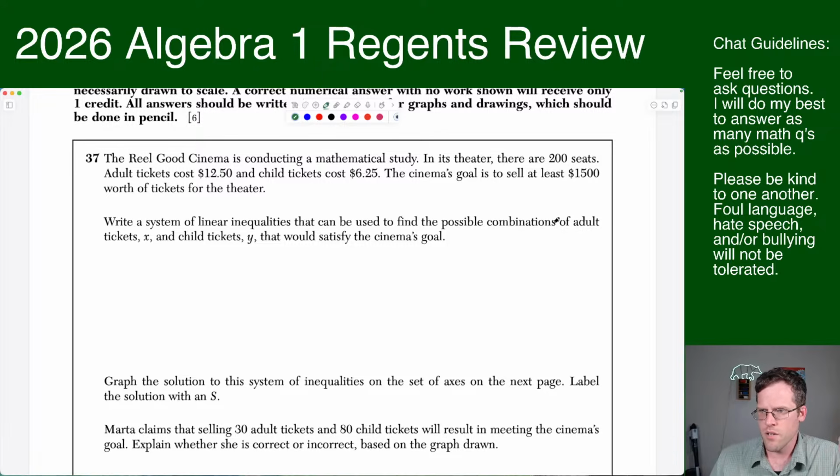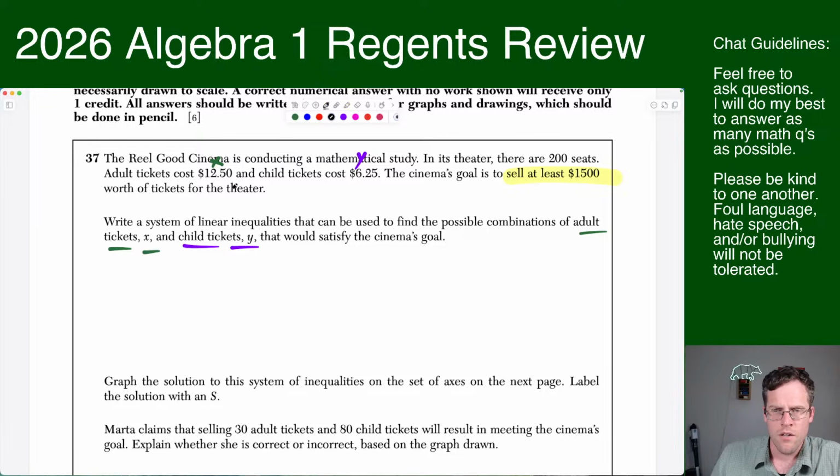And all right, so adult tickets is going to be x. So adult tickets, x, is going to be attached to the $12.50. And then the child tickets, y, is going to be attached to $6.25. So here, we have to set up the system of linear inequalities. So here, this phrase, at least: the goal is to sell at least $1,500 worth of tickets.